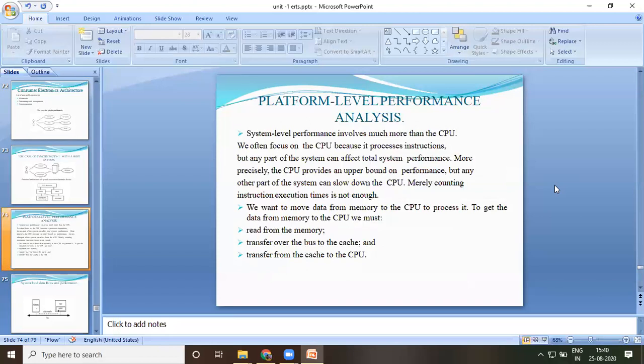So that completes the first unit. In this slide, we have seen quality assurance, various design methodologies, platform level performance analysis, and consumer electronics architecture. Okay, thank you.